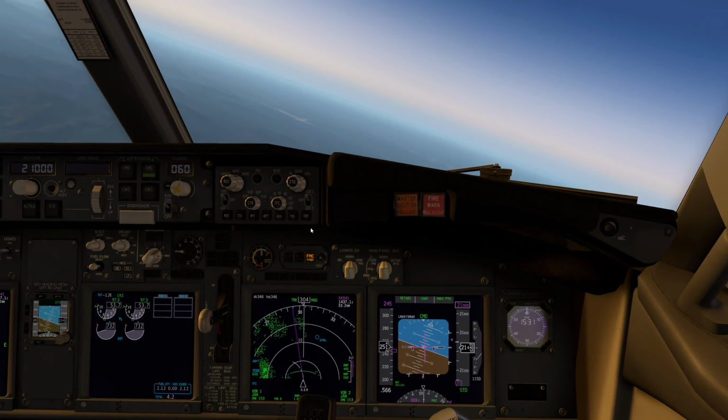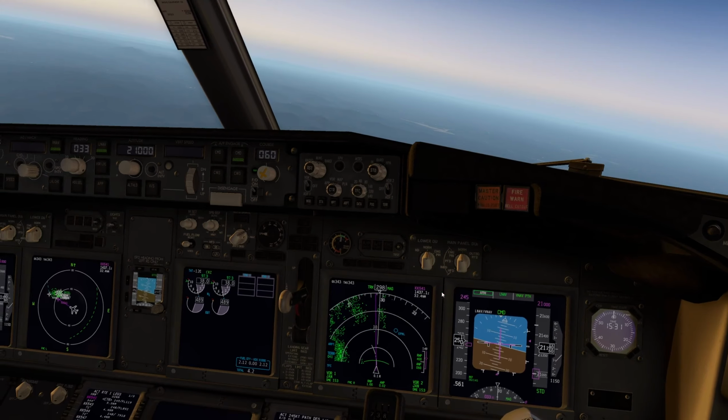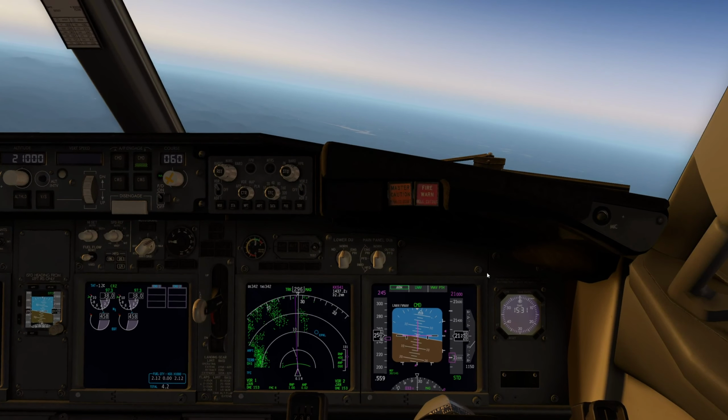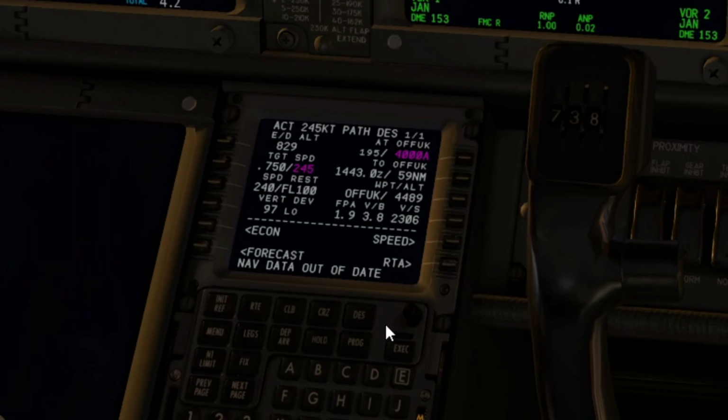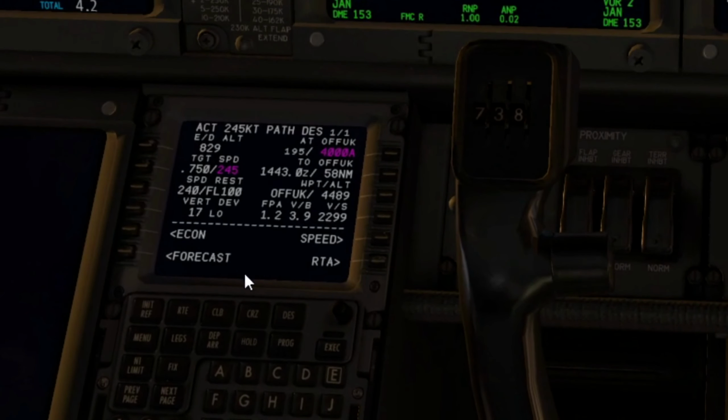Here we are for the next exercise. Basically it will be exactly the same as we did before. The only difference will be that VNAV will be doing the work for you on this one. So now ATC stops our descent at flight level 200 due to traffic. Okay, we know that our target speed is supposed to be 245. So this is the speed that we want to have.